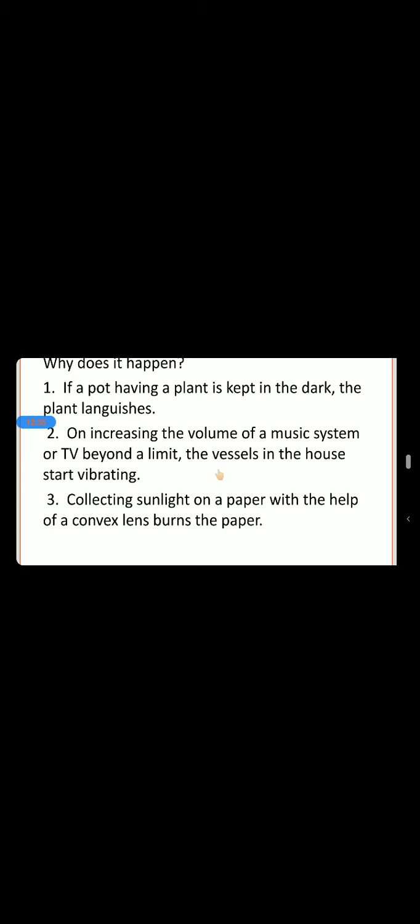In the second example, on increasing the volume of a music system or a TV beyond the limit, the vessels in the house start vibrating. So the energy working in the second example is the sound energy. You might have seen that when we are using a music system, there is a diaphragm attached to it, like a very thin sheet of cloth, and it moves back and forth because of the sound energy. In the same manner, when we increase the volume beyond the limit, its vibration will affect the vessels and they start vibrating too.